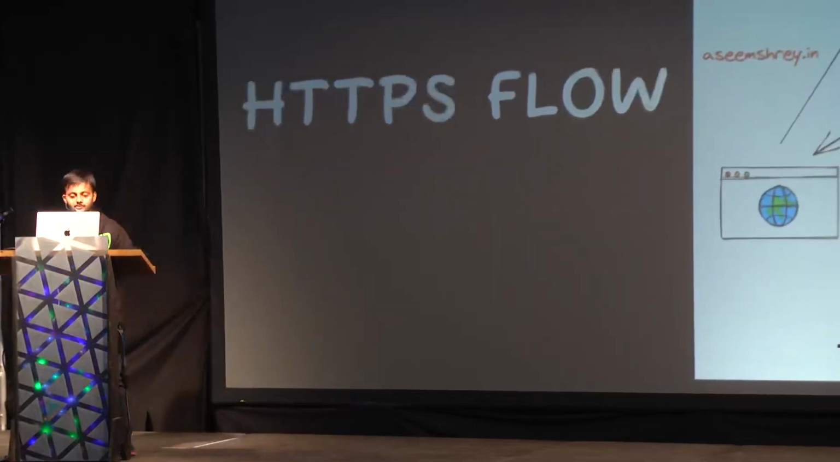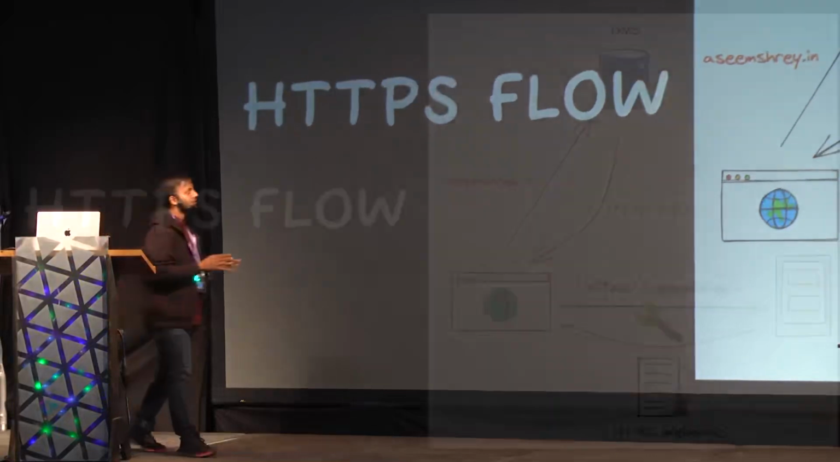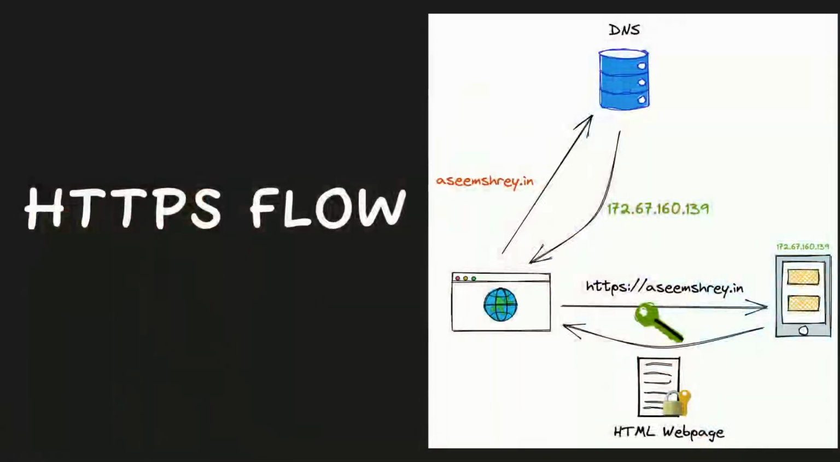Let's say an oversimplified version of an HTTPS flow. The first part remains the same. In the second part, there's some mathematical calculation, which we call encryption. What it basically does is, when the HTML web page comes to the browser, it is encrypted so that anyone who is in between the browser and the machine where my website is hosted, no one can see that data.